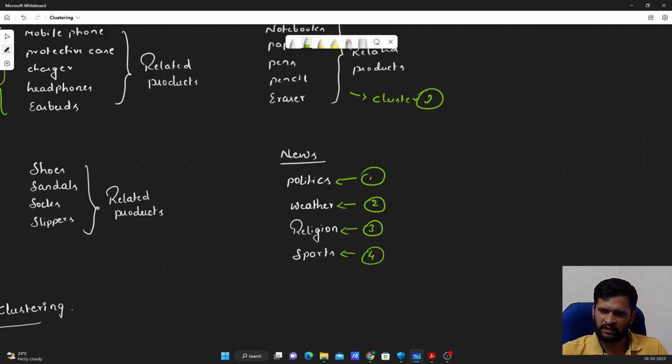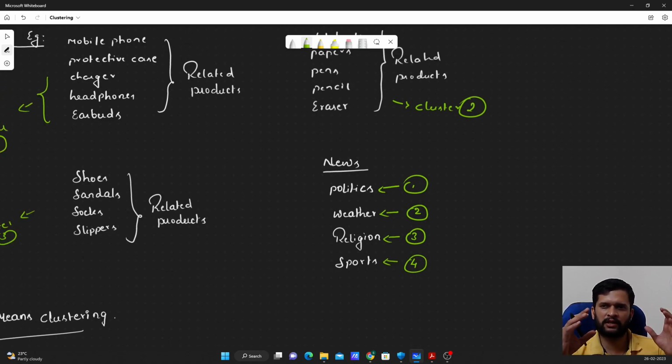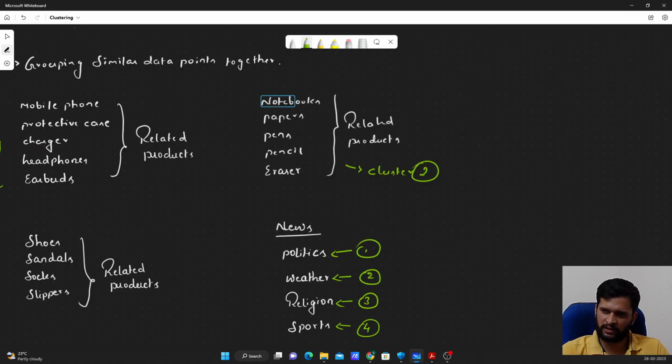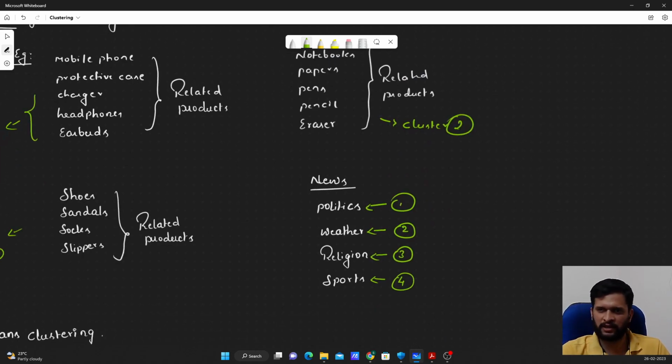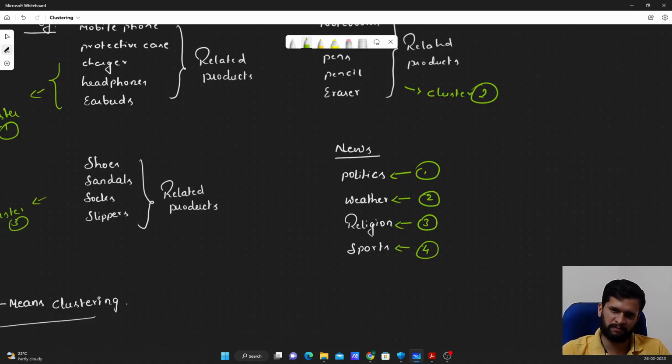So like this, when we have a given set of data points without any labeled data, we have to find similar data points which are related to each other and then group them together into different clusters, right? So these are our one set of data points here, we have grouped them in one cluster. These are different second set of data points, we have grouped them into another cluster. So similarly, we have to go on grouping them, right?